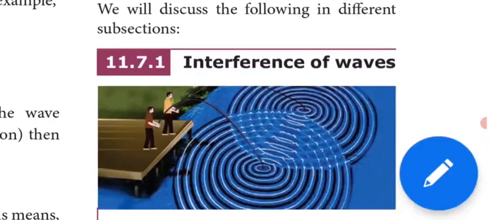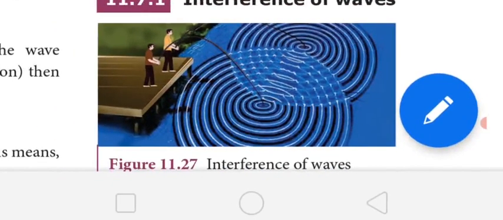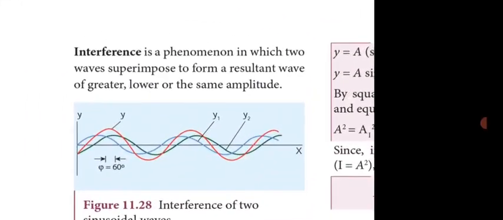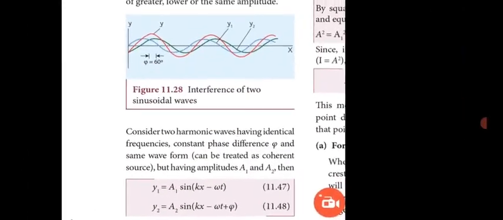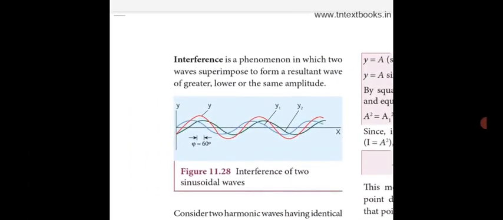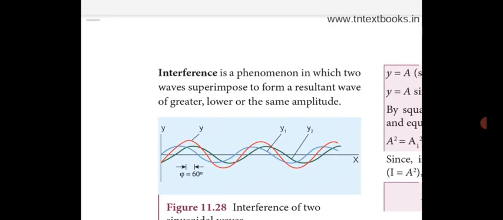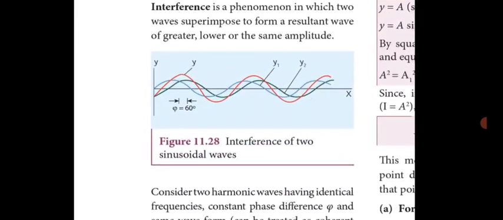Okay. Next we pass on to the interference of waves. What is the interference of waves? What is the meaning of interference? It is the phenomenon in which two waves superimpose to form a resultant wave. What is the meaning of superimpose? One wave overlaps another wave, so that the two waves form a resultant wave of greater, lower or the same amplitude. The amplitude will be more, lesser or the same. Okay, that is the interference.